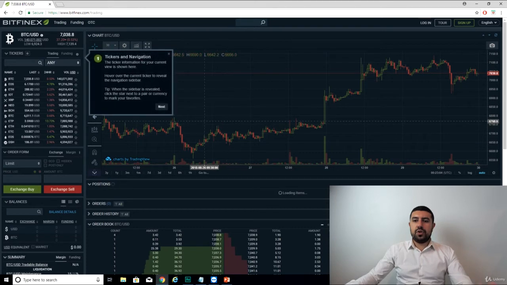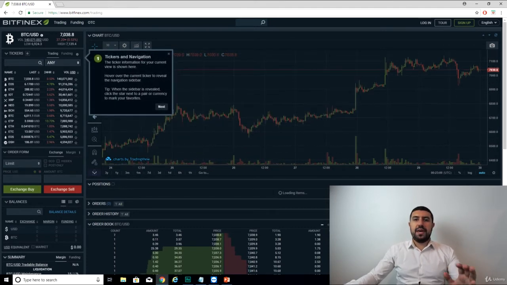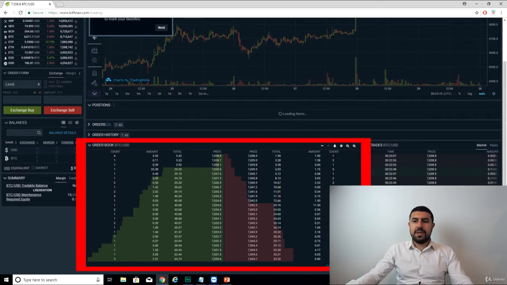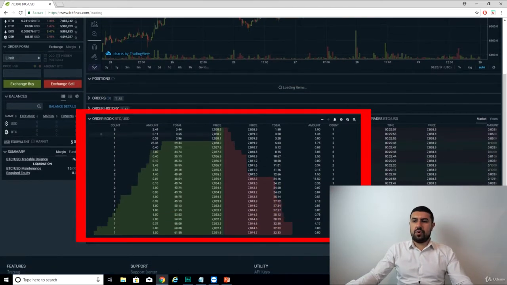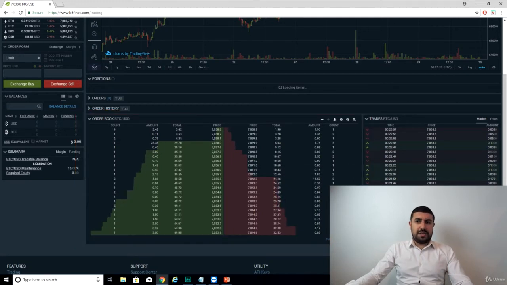Okay. First of all, you're going to have an order book. Now, what is an order book? It's the list of all the buyers and all the sellers at that moment. Here, you can see that there's an order book right here. And in this order book, it's the order book for Bitcoin to USD. So people want to buy Bitcoins using US dollars.